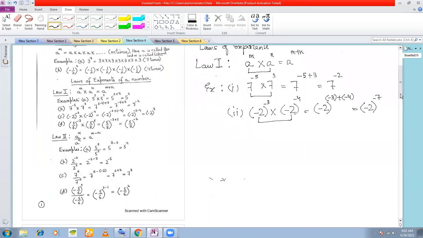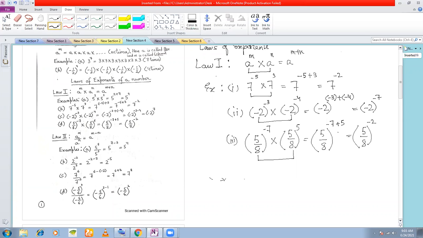Let us take another example. Let us have, say, 5 by 8 to the power of -7 into 5 by 8 to the power of 5. Now see, this is a fraction and this is a base. So the 5 by 8 base is the same, which means we can add up the powers. Adding up the powers, we get -7 plus 5. You simply get 5 by 8 to the power of -2. That is how you work this out.